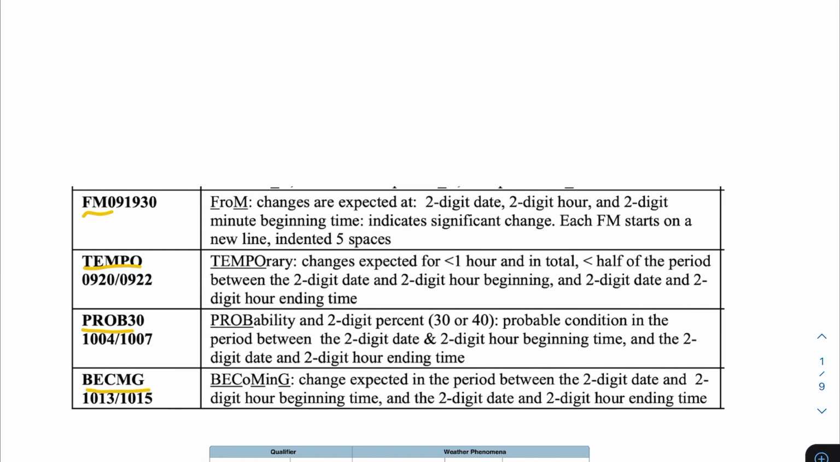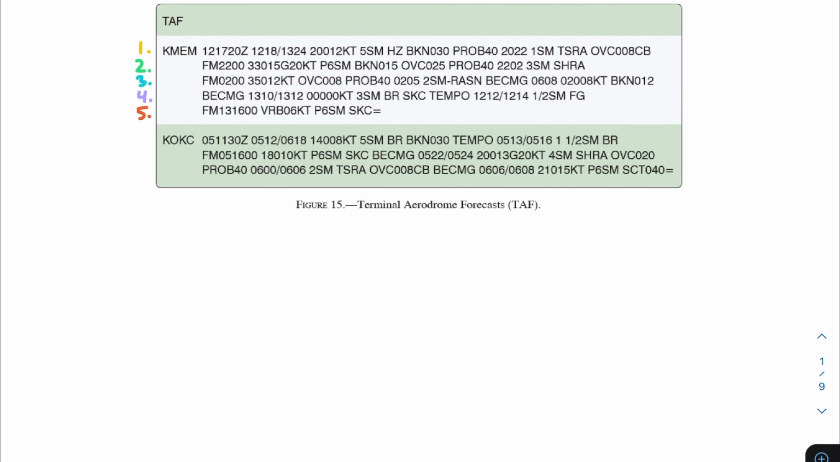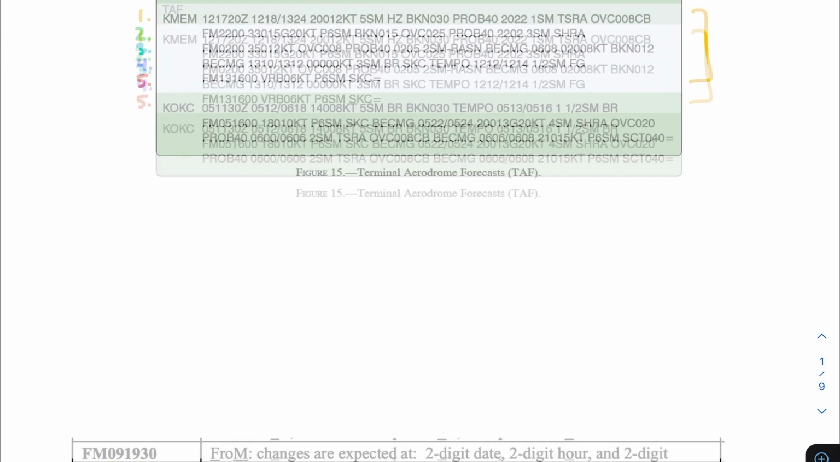This first one, from, sometimes tells you the date and then here the time, so 1930. And these are rapid changes. They're normally a change from the original conditions that are mentioned in the first line. And every time you see this FM, it's typically going to be on a new line. So if we take a look at this first TAF here, you can see that on lines 2, 3, and 5, we have that new line where it's saying from this time, you can expect these conditions.